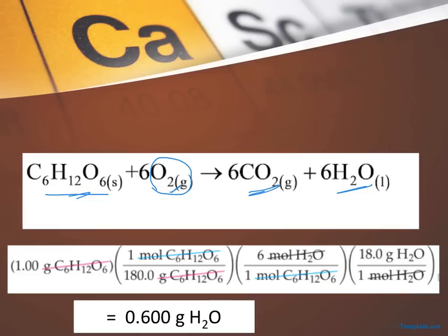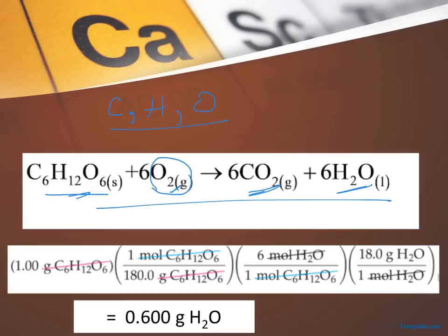I'll give you a tip again for balancing combustion reactions. Balance the atoms in alphabetical order. Carbon, then hydrogen, then oxygen. I call that the CHO rule. And so here's the balanced reaction.